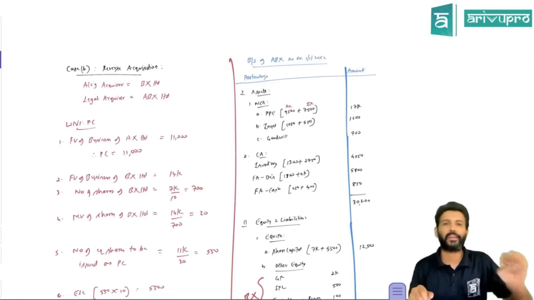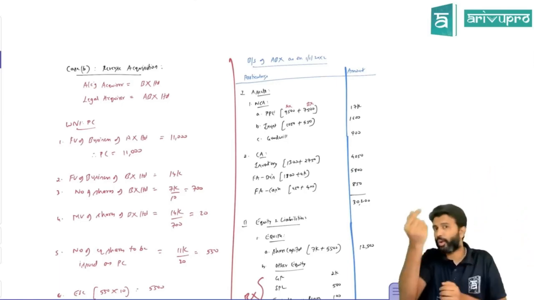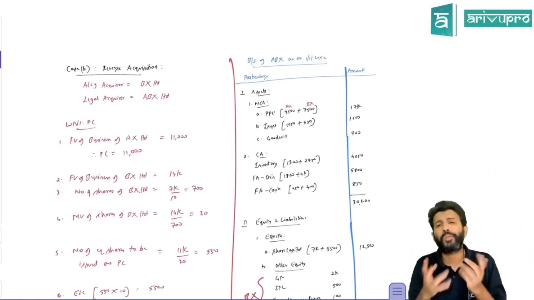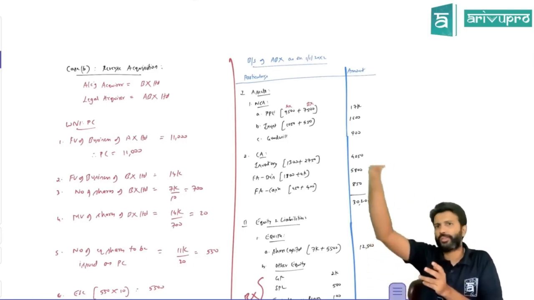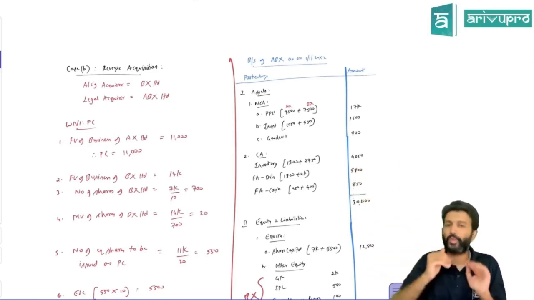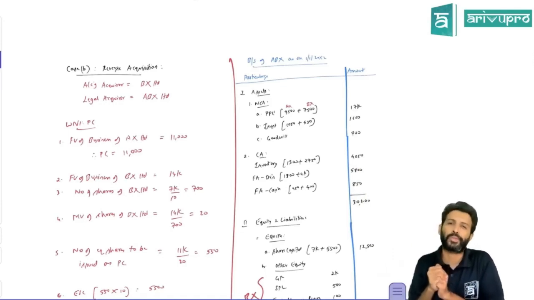And this purchase consideration will be given in the form of shares. That means you need to know one share value of BX Limited. To find that out, what do you do? I think the fair value of the business of BX is also given, and the number of shares of BX you also know. Fair value of BX was 14,000 and they had 700 as the total number of shares.